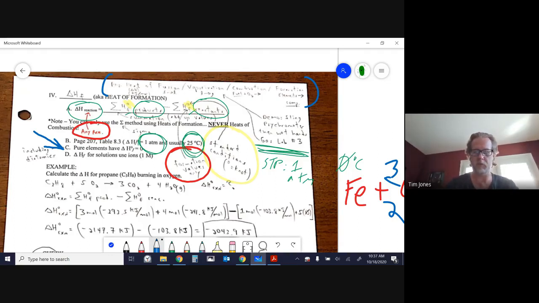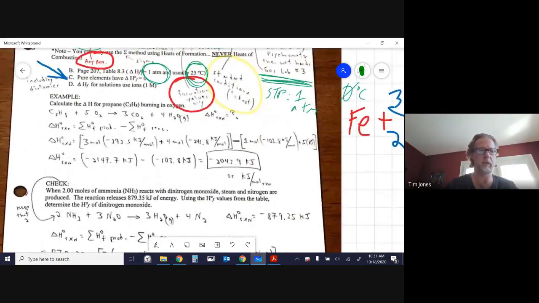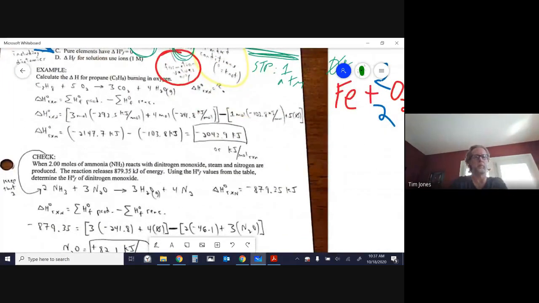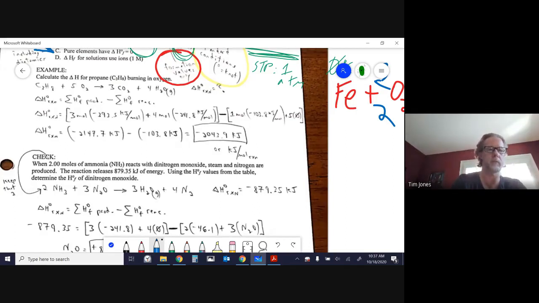All right, that covers it. Let's go to the first problem. First problem says calculate the delta H for propane, C3H8, burning in oxygen. So first thing you want to do is write your reaction, which I have. C3H8 here, O2. Always try to do the traditional CO2 and water, and then if it doesn't work, that's when you should consider the other one I mentioned. Balance it, and this is what we're looking for, the delta H for this reaction.